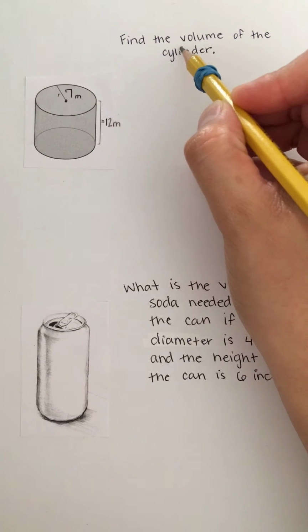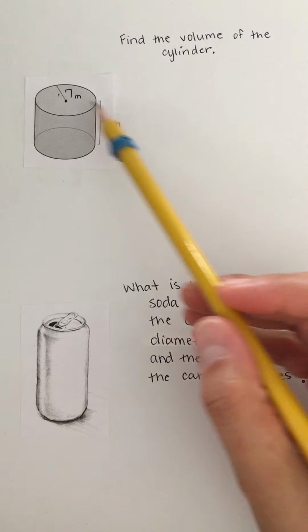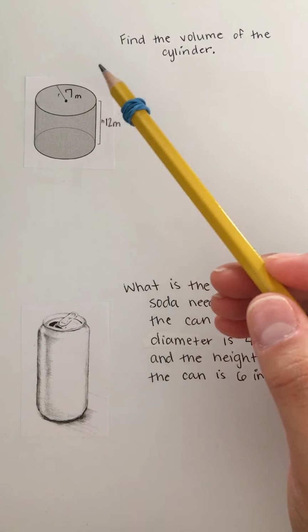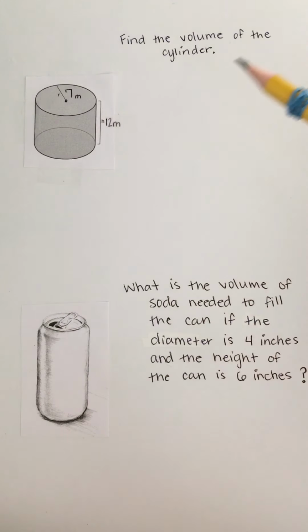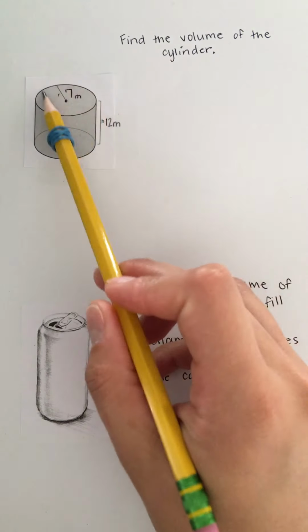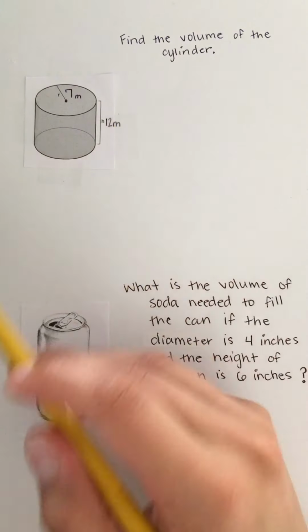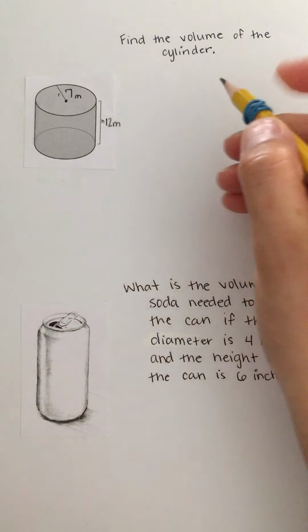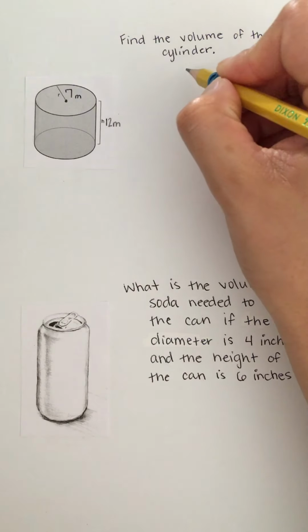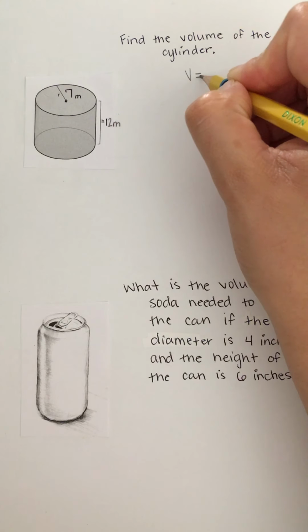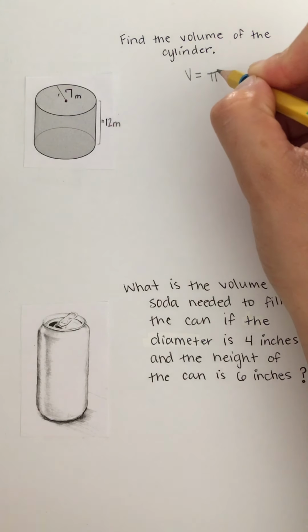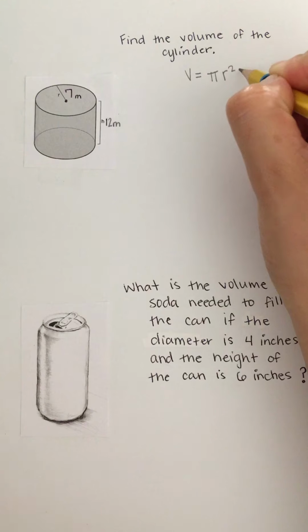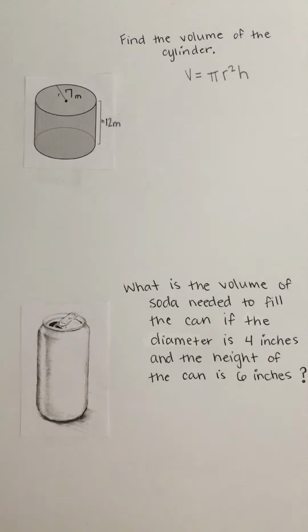So the first thing you learned was cylinders. Everyone knows what a cylinder is, right? Looks like a bucket or a cup or a can. Okay, it's got two circles, one on the top, one on the bottom. It makes like a cup shape, right? And the formula for volume of a cylinder is pi times r squared times h.